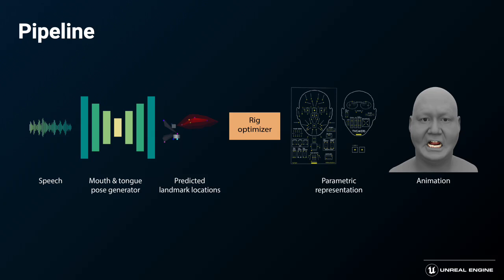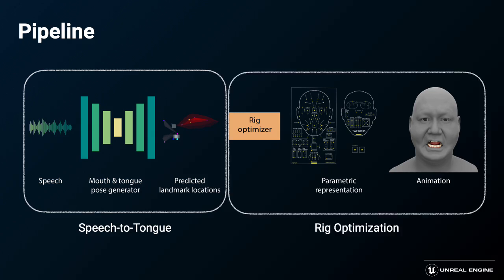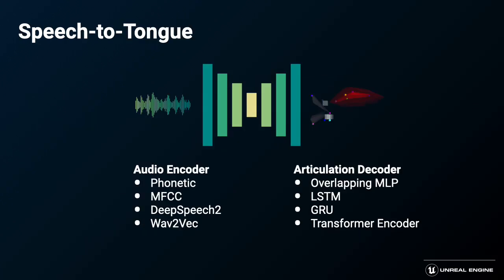We can divide the pipeline into 2 stages. The first part is the speech-to-tongue stage, while the second stage is the rig optimization process. During the first stage, we tested different audio feature representations for the audio encoder and different neural architectures for the articulation decoder, as well as all the possible combinations among them.